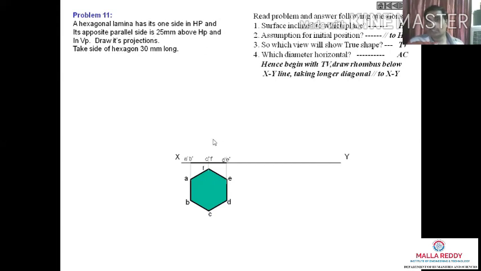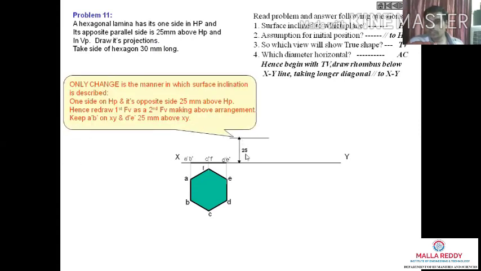So inclination is not given, but ED is 25 mm above HP. That means above the XY line. So this is a 25 mm length, and taking this length, A dash B dash is on the XY line. D dash E dash is on the 25 mm height line. So marking all these three points here, and to get the fourth step, projecting downwards, we get a reduced area, and the inclination with the horizontal plane can also be found here.